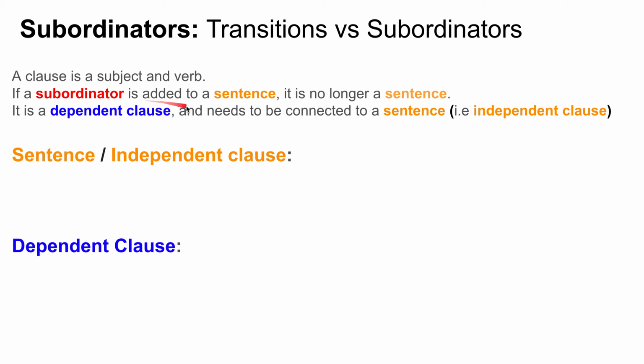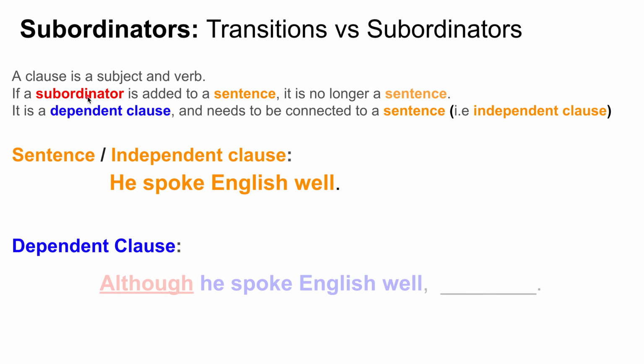If a subordinator is added to a sentence, it is no longer a sentence. So for example, sentence, independent clause: he spoke English well. That's a sentence. The moment we add the subordinator, for example, although, then "although he spoke English well" is no longer a sentence. It is now a dependent clause and needs to be connected to a sentence. That is an independent clause.